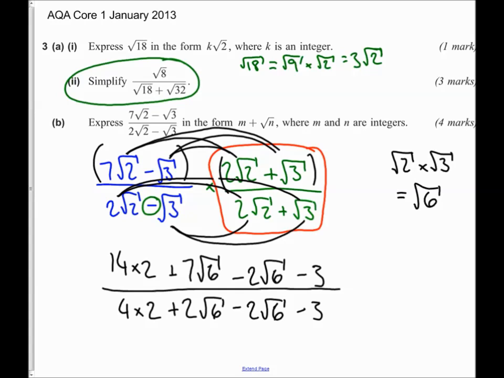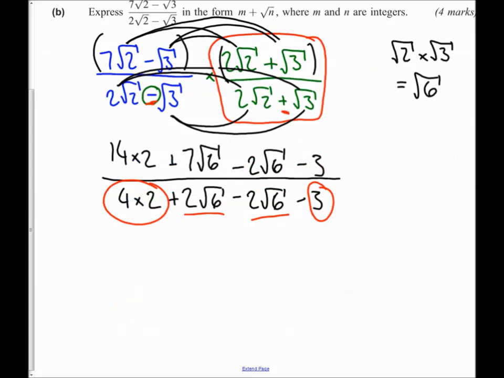You will notice that my minus 2 root 6 and my plus 2 root 6 cancel. The reason for that is it's like the difference of two squares. So my middle terms are going to cancel. That's why we change the sign. So the bit at the start becomes squared, so that gets rid of the square root. The bit at the end becomes squared, so that gets rid of the square root. The only square roots that are left are in the middle bits, but because we changed the sign, they're going to cancel. So I can simplify this.